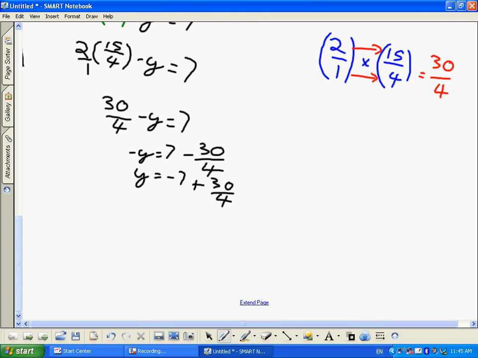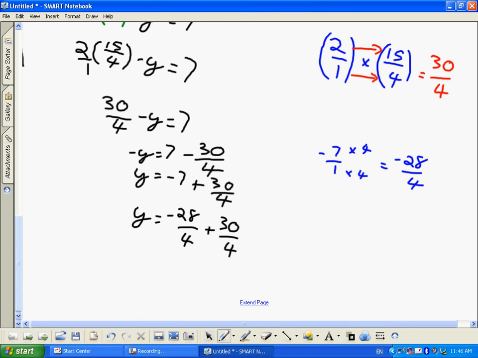Finally, I got to get a common denominator. Right now, if I put the 7 as a fraction, it's the equivalent of negative 7 over 1. Because the other one's 4, I can turn this one into 4. I'll need to multiply the top and the bottom of the fraction by 4. I'll have negative 28 over 4. So I'm changing negative 7 to now negative 28 over 4 plus 30 over 4.